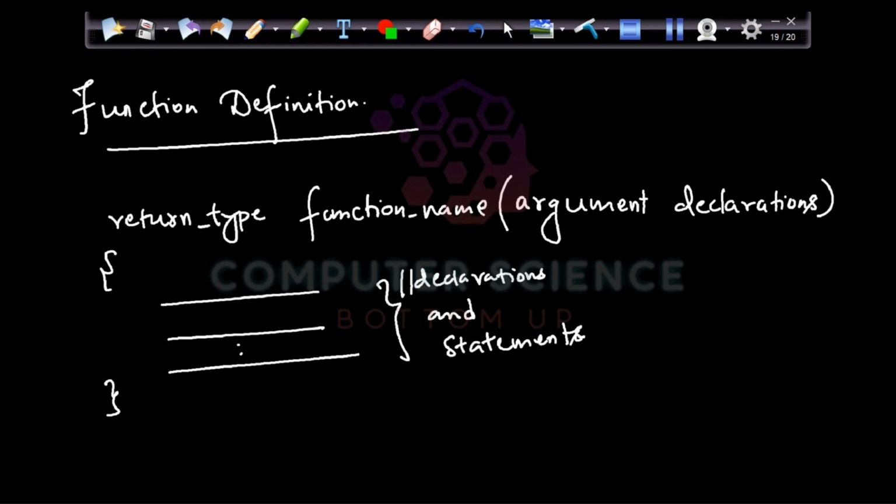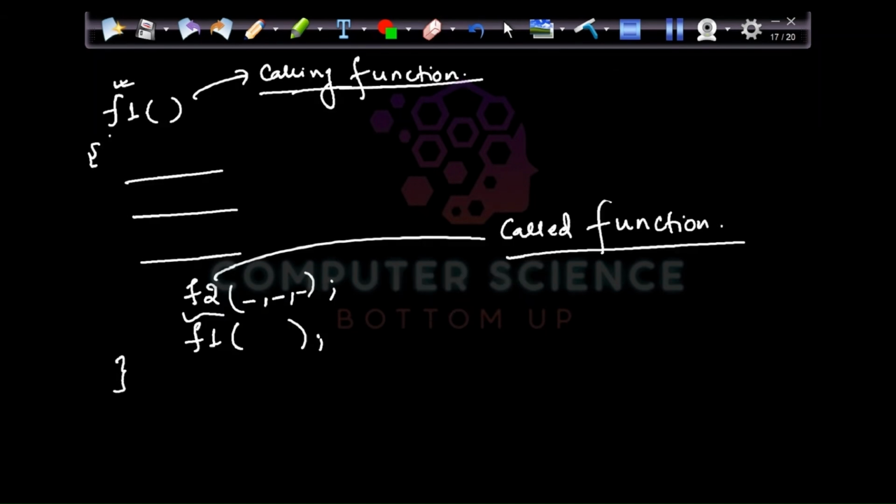So in a function definition, there is a return statement, return expression. What would be the flow of execution? The flow of execution in function f1 will be one statement after the other. We will see what sort of statements we can write here.